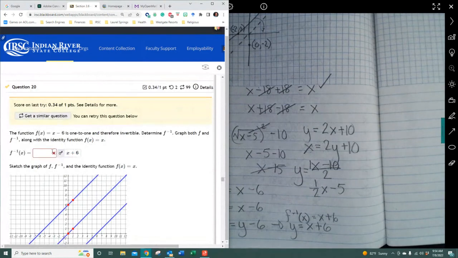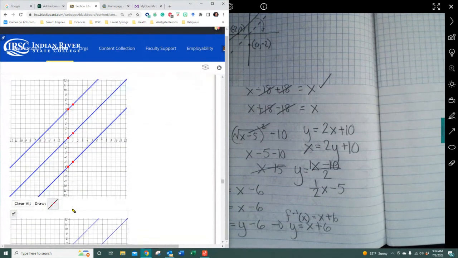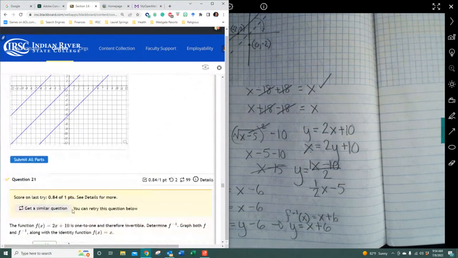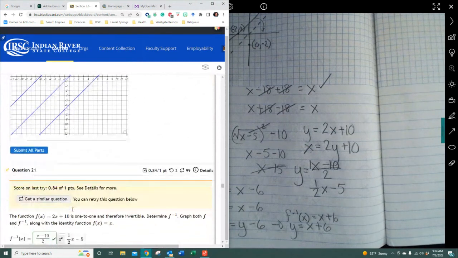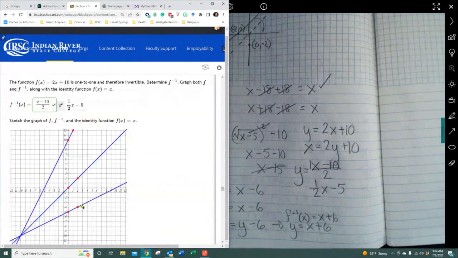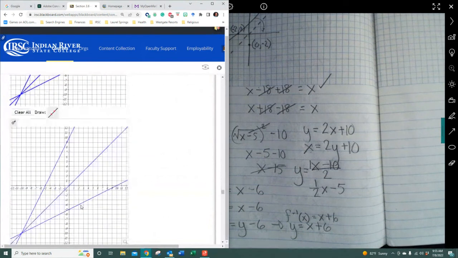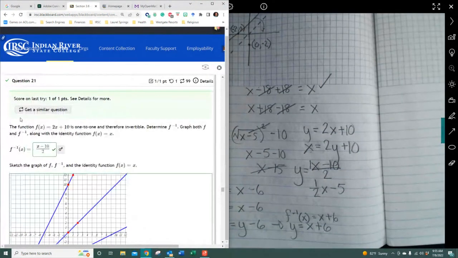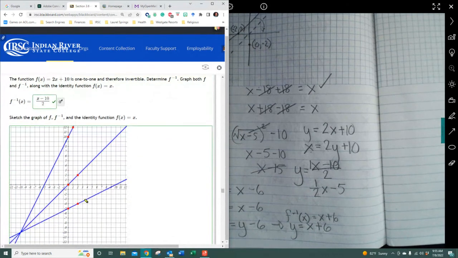So there are 2 parts I got wrong. First of all, I didn't put the answer in because I already showed the answer. But anyway, be sure to graph the identity function. It's just getting to know the system and what the expectations are. If we resubmit that, we get it right. Just make sure to identify the y equals x, the identity function.